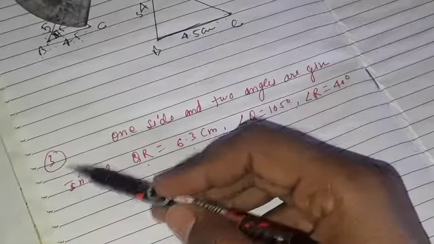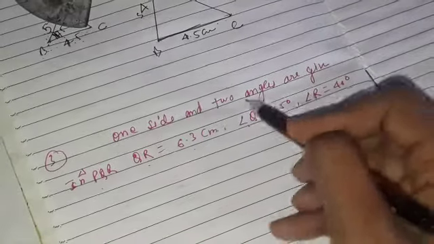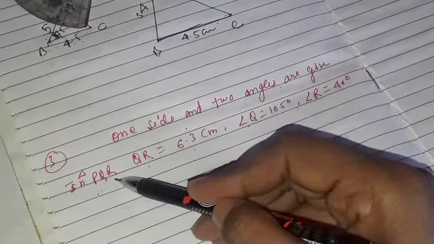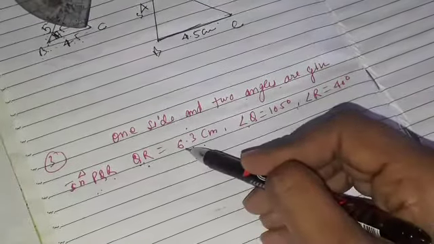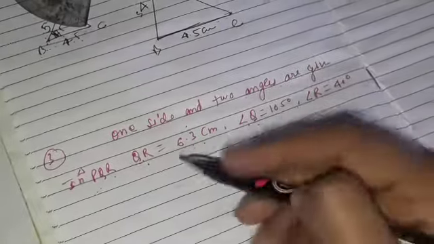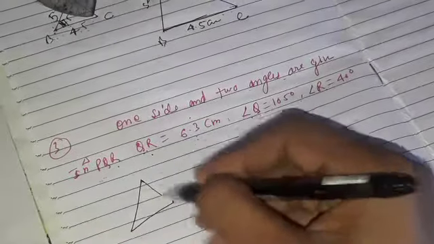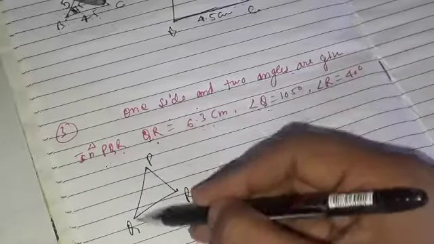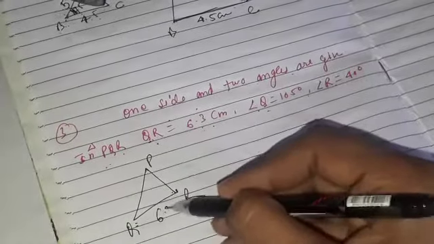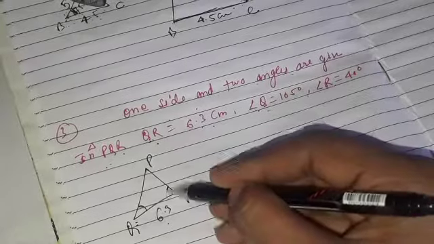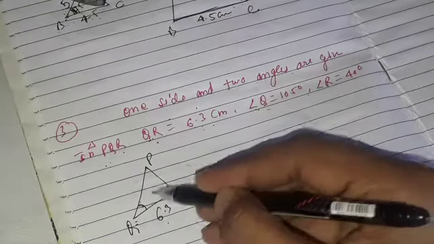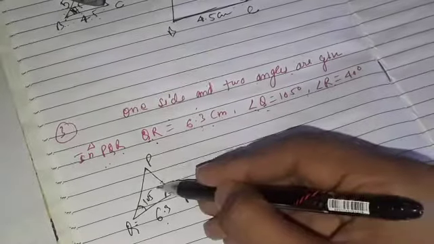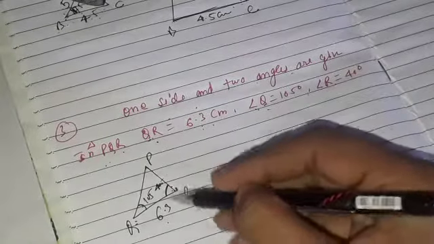Third type of triangle, one side and two angles are given, at that time how you construct. So in triangle PQR they gave you QR 6.3 and two angles, angle Q and angle R. So you have a PQR like this, and they gave you QR base as 6.3, and they gave you also angle Q and angle R. Angle Q is 105 degree and angle R is 40 degree. So how to construct that?